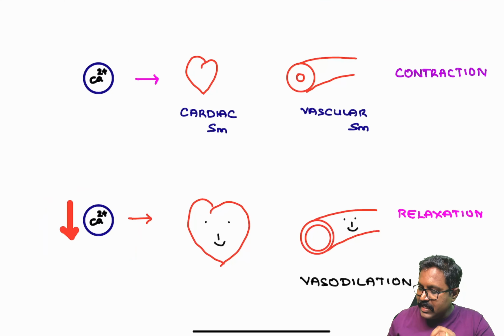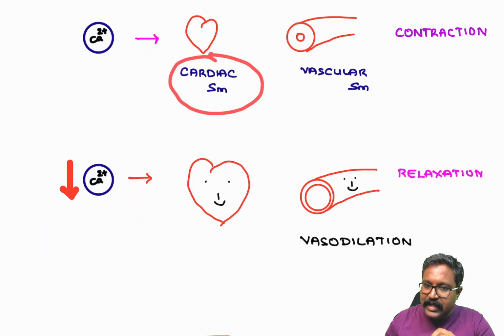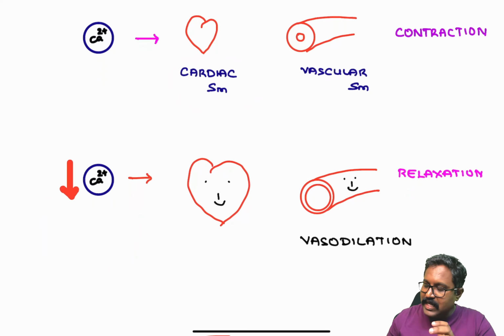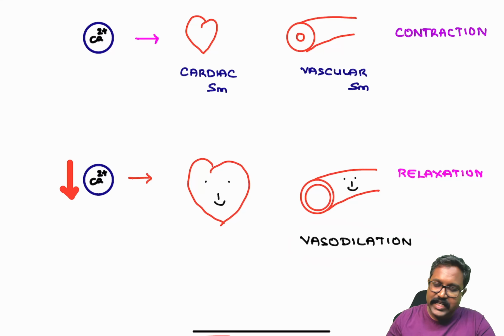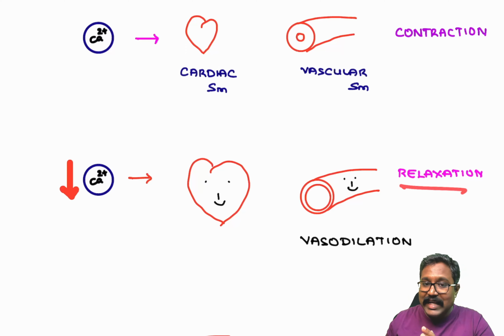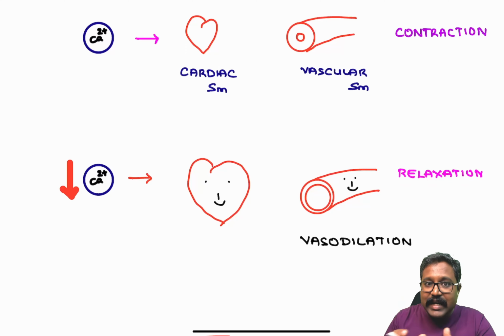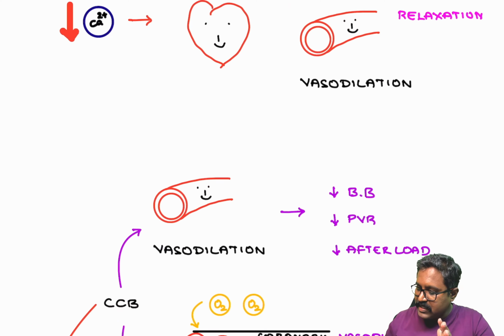So here the cardiac contractility will be reduced, and here due to the vascular smooth muscle relaxation, it is going to cause vasodilation and it is going to depress the cardiac conductance as well as the cardiac workload. So this is the main effect of the calcium channel blocker: it is going to reduce the contraction of the smooth muscles. That means it is going to relax the cardiac smooth muscle as well as the vascular smooth muscles.